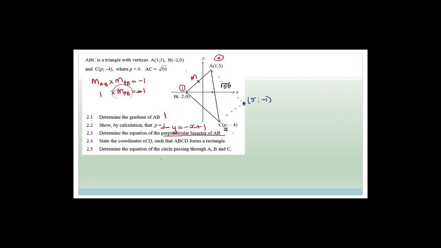Now it says, determine the equation of the circle passing through A, B, and C. So they want the equation of a circle passing through points A, B, and C.